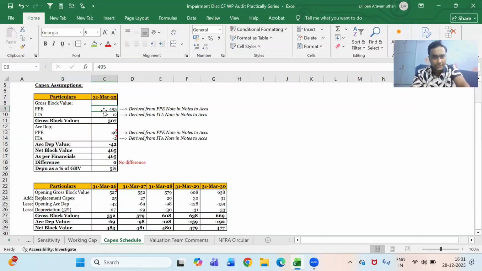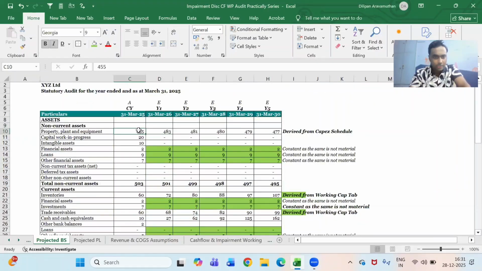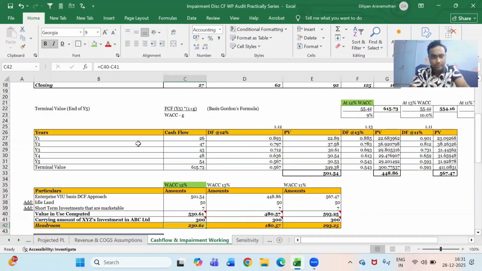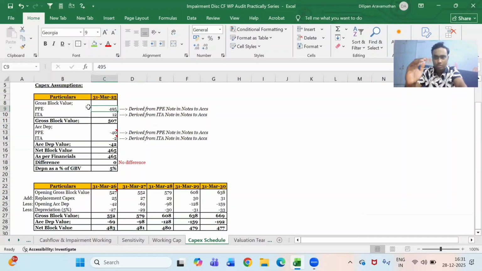So guys, let's say you go to the PPE note and the intangible notes in the financial statements. First, let me give you a brief understanding. Whatever number you're seeing against PPE or intangible assets is the net block value. This is gross block value minus accumulated depreciation. I hope you are very clear about this, guys. When I go to the PPE note in the financial statements, you will see the gross block value and the accumulated depreciation. Ideally, the gross block value minus accumulated depreciation should equal the net block. And that is the check which we have done here, guys.